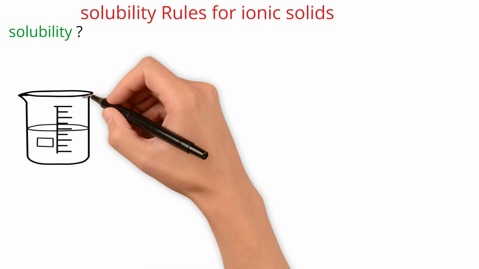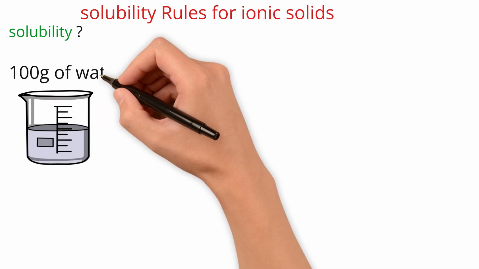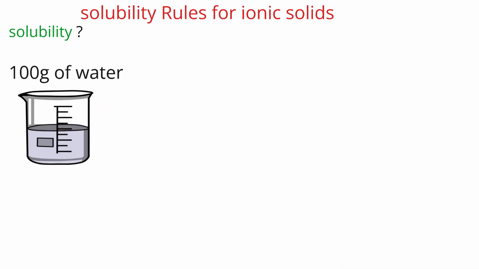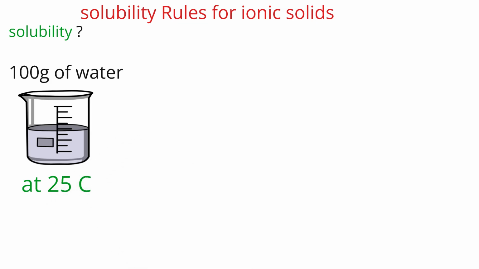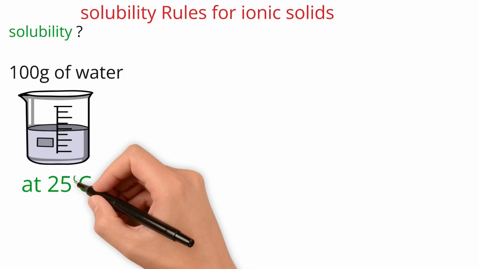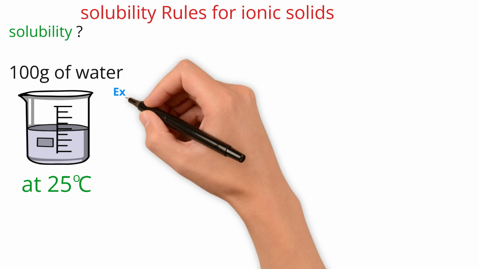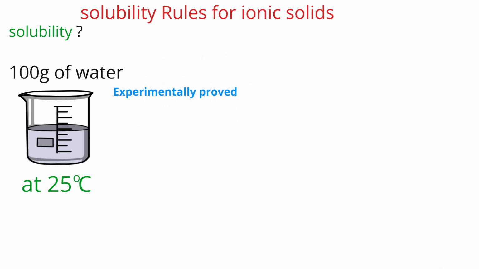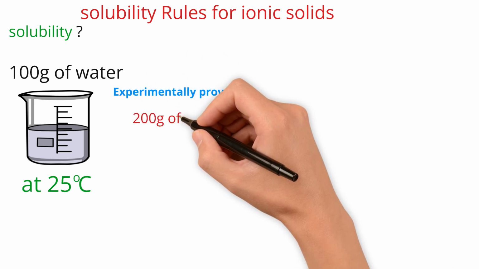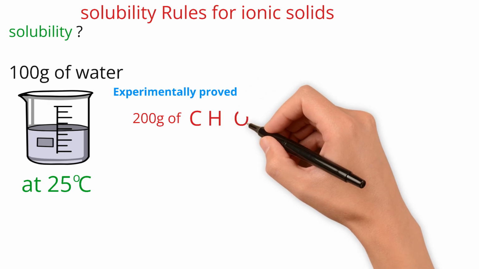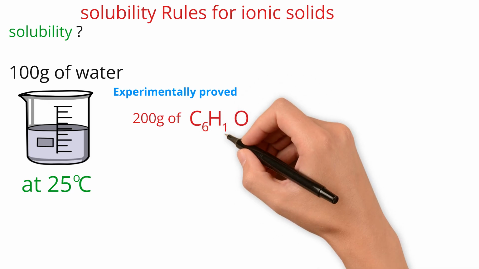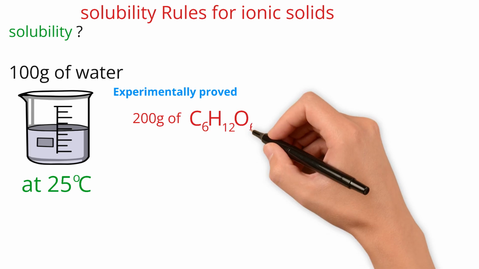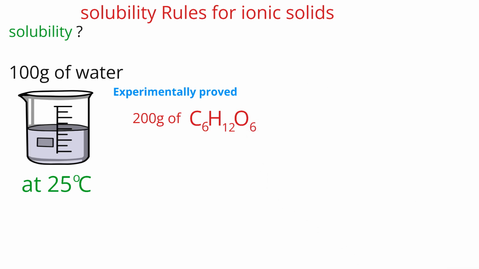What's solubility? Consider this beaker. It contains 100 grams of water at 25 degrees Celsius. It is experimentally proved that 100 grams of water can dissolve a maximum of 200 grams of sugar. It means that 200 grams of sugar can only dissolve in 100 grams of water.